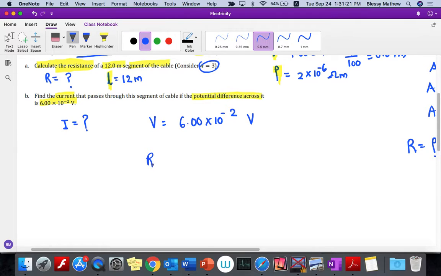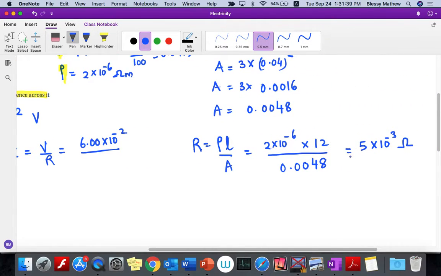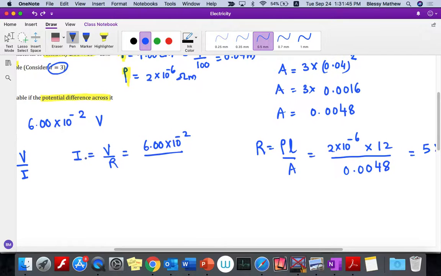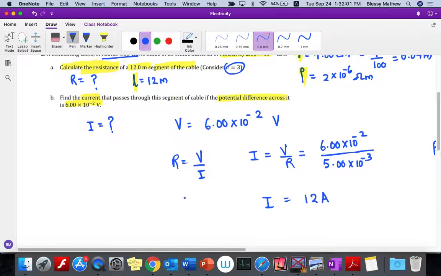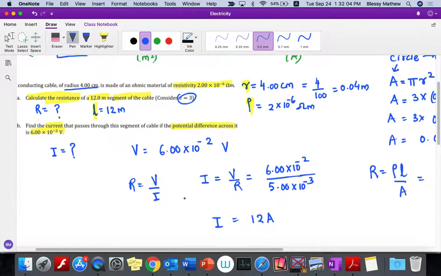Let's write down that R equal to V over I. We have to rearrange the formula because we want to get I. So I will be equal to V over R. V is 6.00 into 10 to the power negative 2, and R we calculated in the previous part, which is 5.00 into 10 to the power negative 3. So we will use that in the second part. When we calculate this current, it comes out to be 12 ampere. So in the same question, we can see that we are using both the formulas to get the answer.